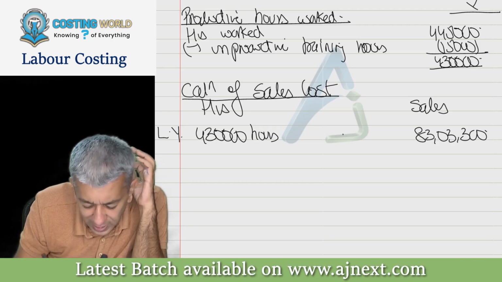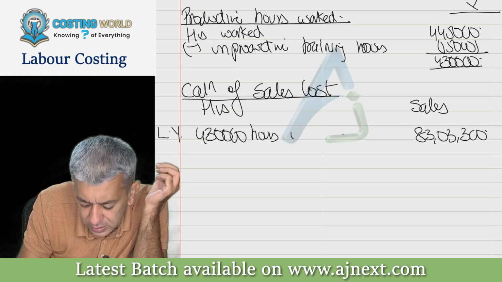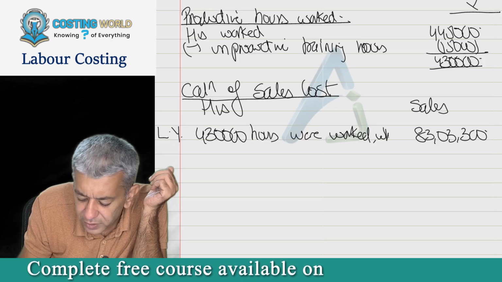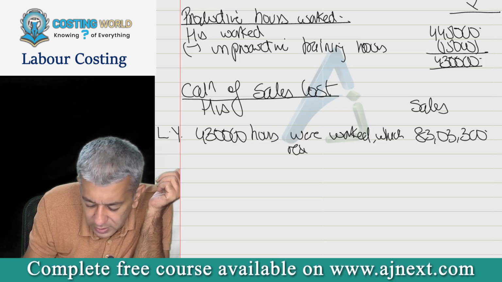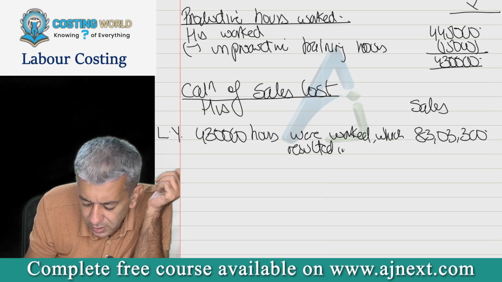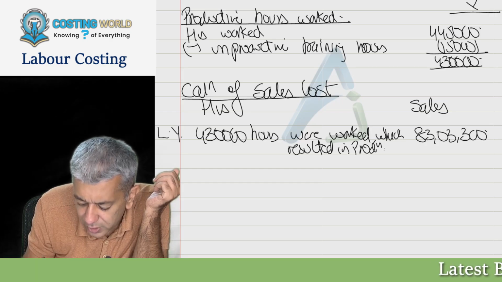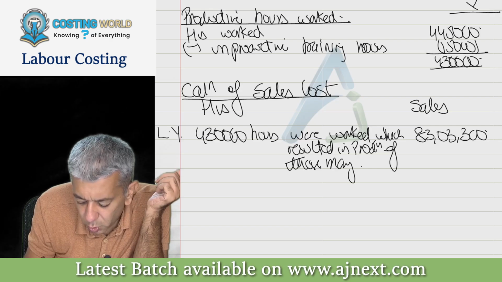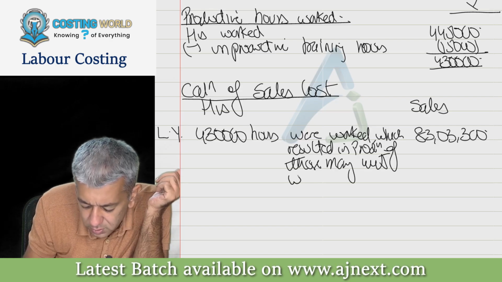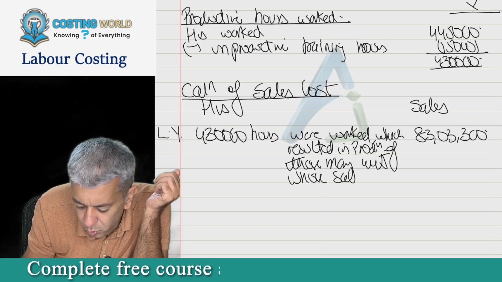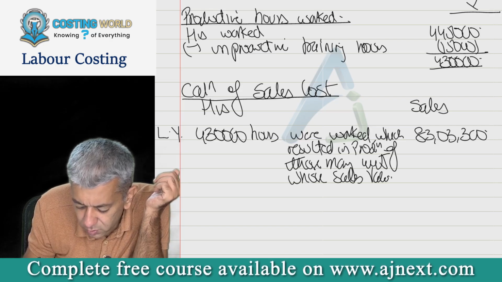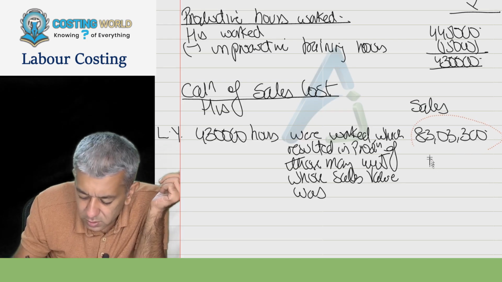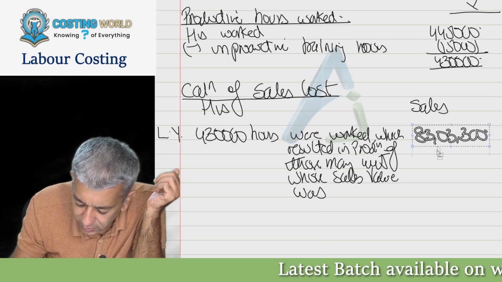Okay. So therefore, last year 4,30,000 hours were worked, which resulted in production of those many units whose sales value was this much. Okay, whose sales value was this much.